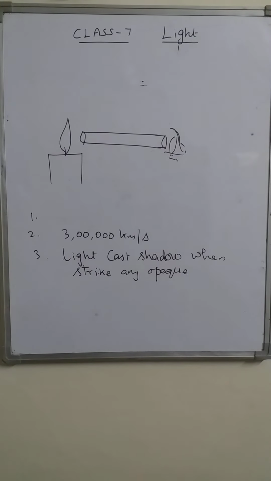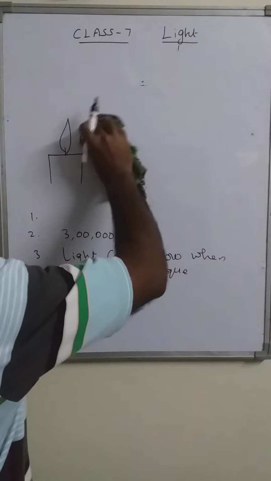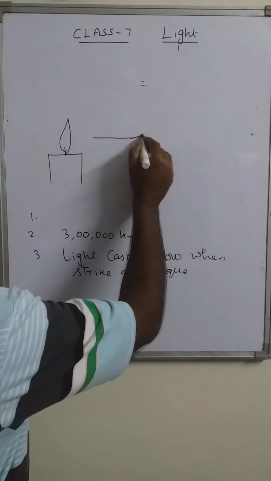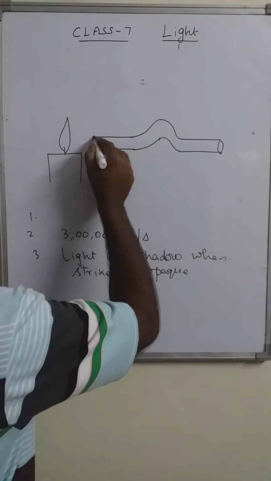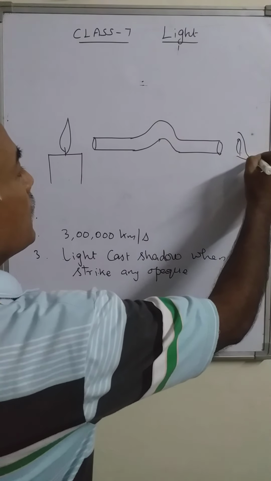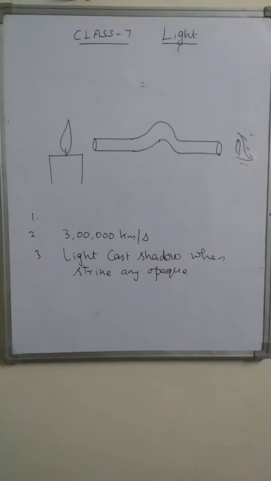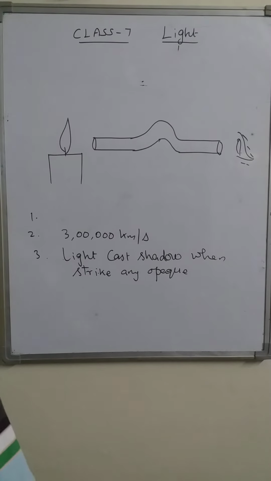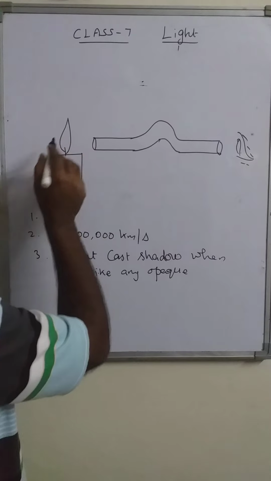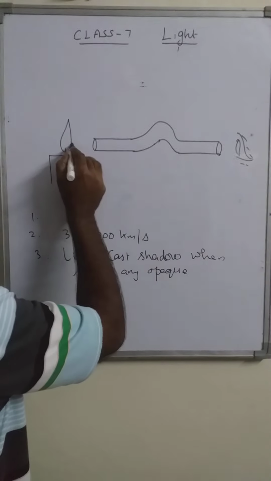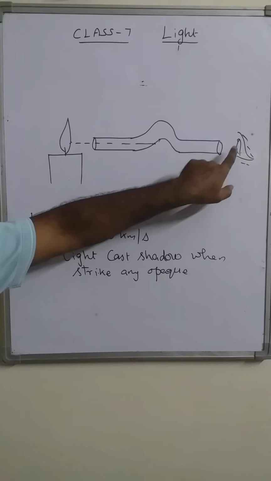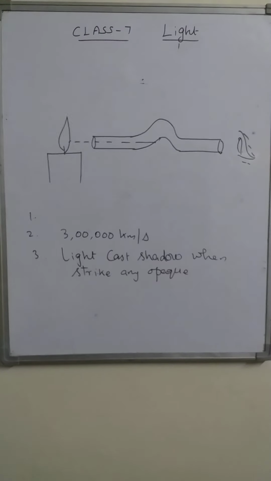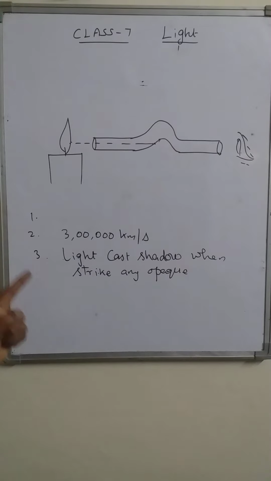Instead of this straight pipe, if we use a pipe having a bend in between, suppose there is a pipe, it has a bend in between the length, like this. Now, if we try to see this flame of the candle through this bent pipe, will you be able to see it? No. The answer is no. Because when the light is traveling from this candle, it strikes the surface directly. After striking, definitely it gets reflected. So it cannot bend over that bend. So the light cannot travel after this bend and we are not able to see it. And this activity shows the light always travels along a straight line.